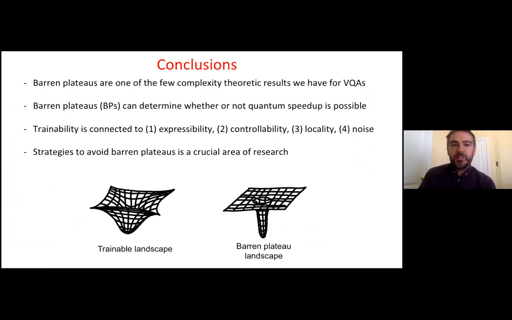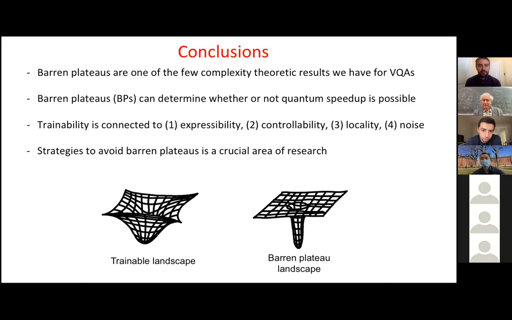Sorry for going over time a little bit, but just to conclude, Barren plateaus are one of the few complexity theoretic results that we have for these variational algorithms. They can determine whether or not quantum speedup is possible, and they're connected to expressibility, controllability, locality, and noise. And certainly strategies to avoid them is a crucial area of research. So thank you very much for your time and good questions.